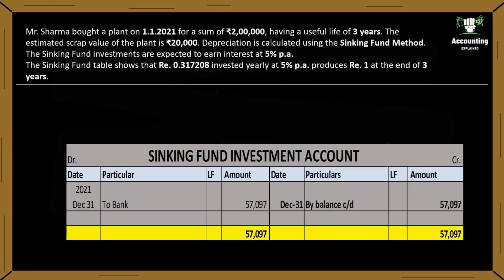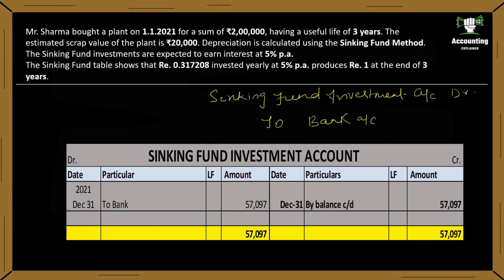Next entry to be passed is sinking fund investment account debit to bank account. So we are opening the sinking fund investment account now. In the journal, bank account is credited. So in the sinking fund investment account, it will be debited. On December 31, 2021, to bank 57,097. On seeing, we find the debit balance total is more. So we take the total of the debit side 57,097 to the credit side also. On December 31, on the credit side, we write the balance as by balance carried down 57,097.